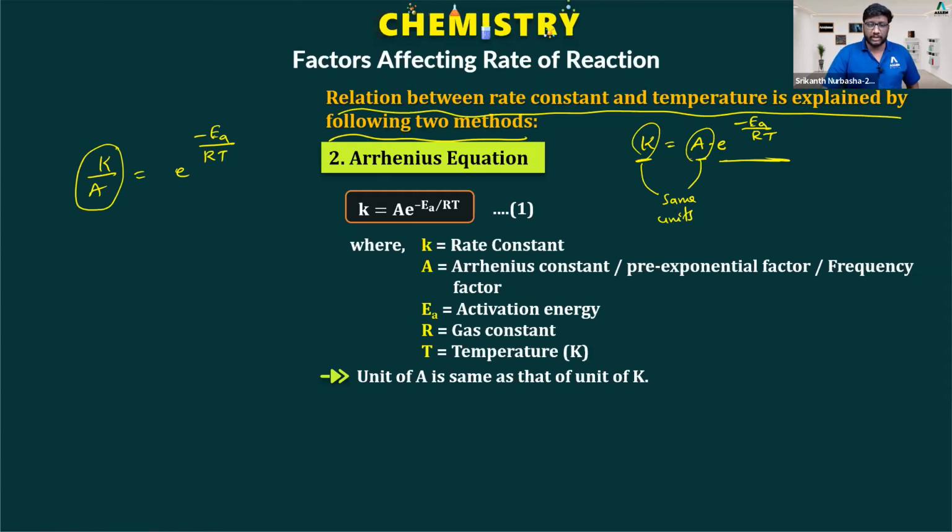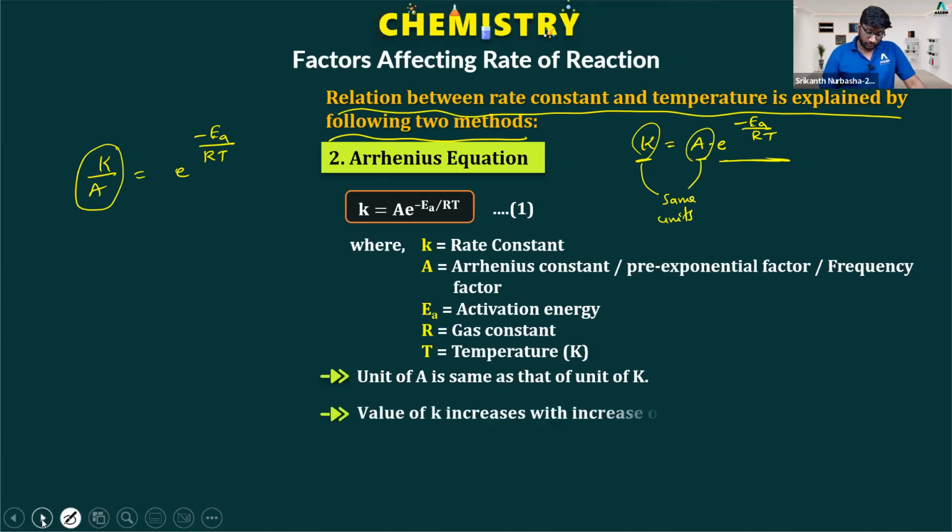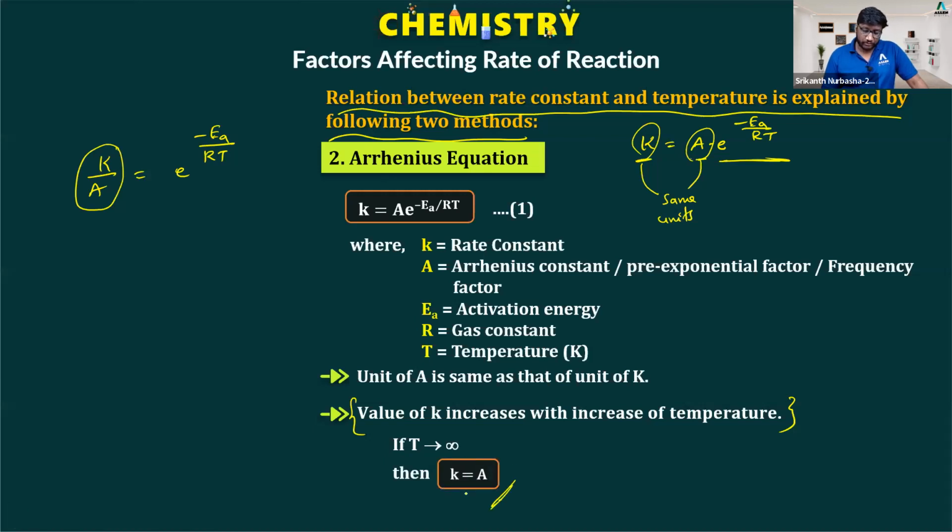Anyone remembered? K by A. Molecules increases. Value of K increases with increase in temperature. That you can understand. If temperature goes to infinity, what happens then? If temperature goes to infinity, then K will be equal to A.